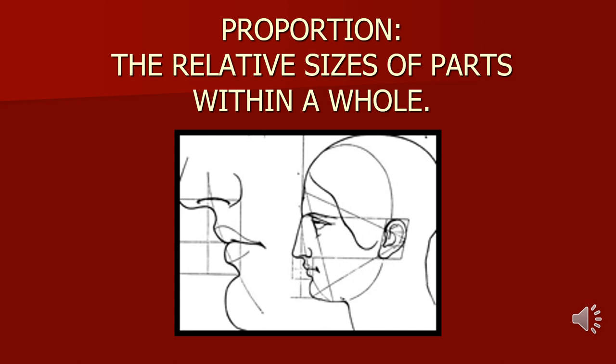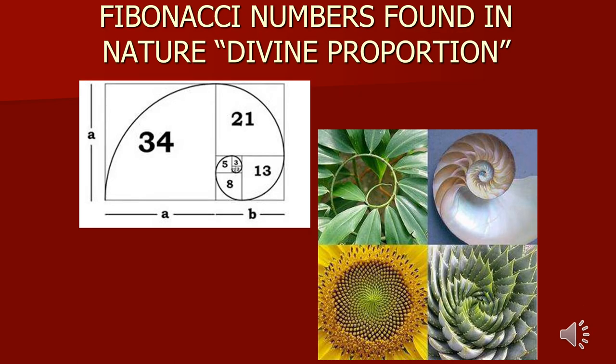But proportion naturally occurs in nature in different ways that create a harmonious rhythm and expansion, which we'll see in our next slide. So this naturally occurring proportion that exponentially grows as a plant grows, for example, is called divine proportion. And that's using what's called a Fibonacci number sequence to help define that.